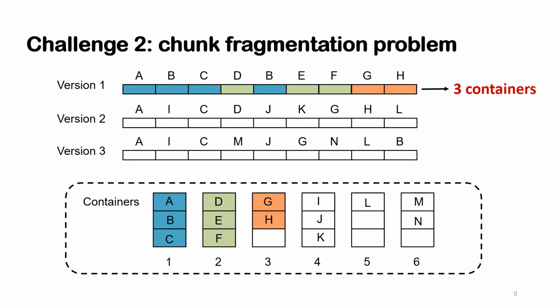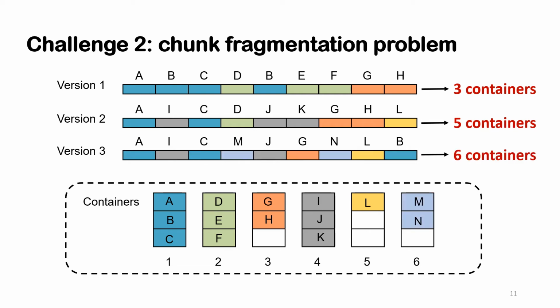The second challenge is the chunk fragmentation problem. During the deduplication phase, the unique chunks are stored in different containers, where the duplicate chunks are not stored. As a result, version 1 is stored into 3 different containers. Following the same process, versions 2 and 3 are respectively stored into 5 and 6 containers, indicating that the data are highly fragmented.